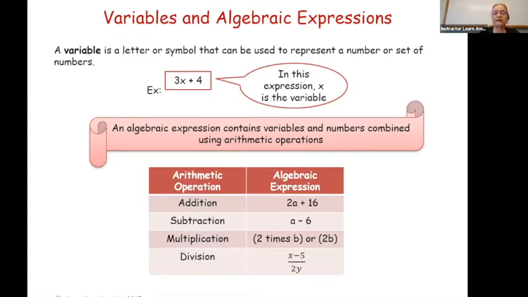Multiplication, if we want to indicate 2 times some number, we could represent the number, say, by b, and so we would represent this as 2b. 2 with the b written right next to it, and without any symbol between it means multiplication. And division, for example, we have the expression x minus 5 divided by 2y. It tells us that for some particular choice of a number for x and some particular choice of a number for y, we subtract 5 from the value of x, we multiply y by 2, and then we divide the numerator by the denominator to perform the division.